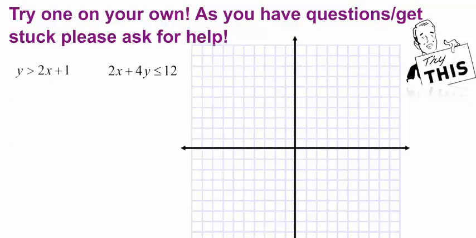Now, we're going to ask that you try one of these on your own. Go ahead and take a minute to graph y is greater than 2x plus 1 and 2x plus 4y is less than 12. Once you think you have this, call one of the teachers over to check your work. If you have questions, call us over as well because we will be talking about this as a class. Good luck, guys.